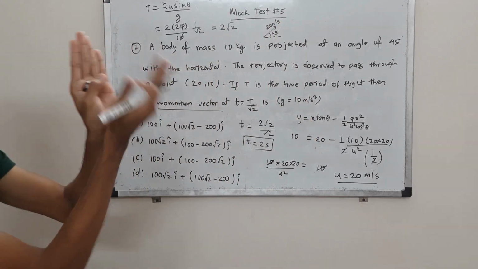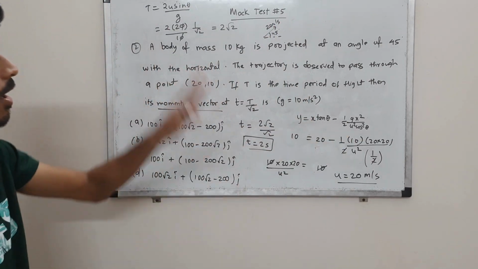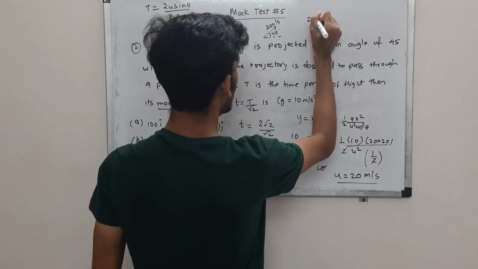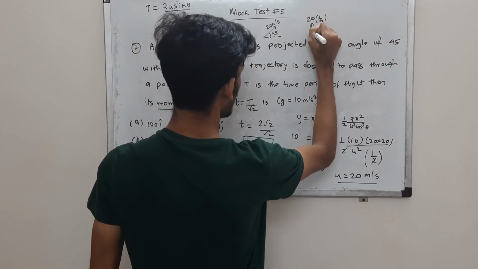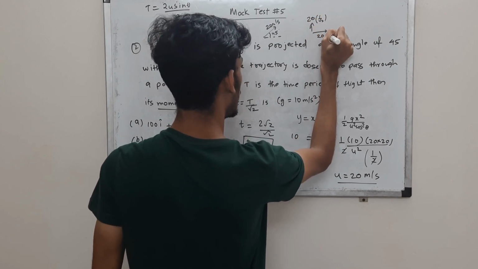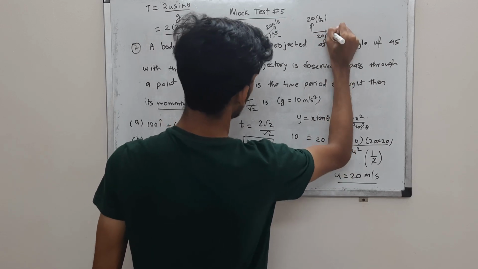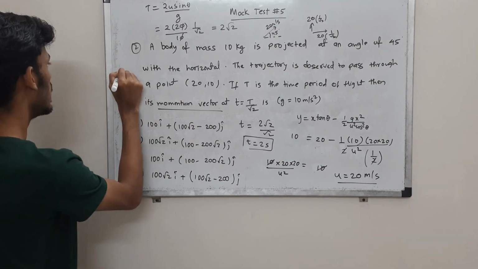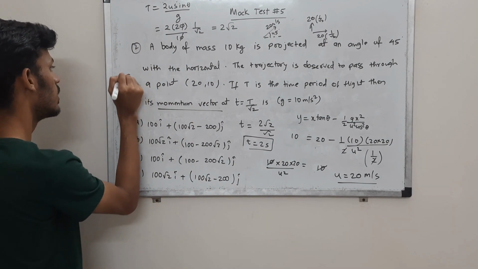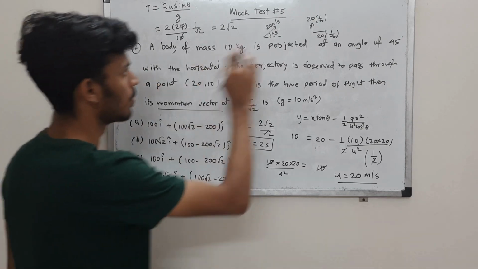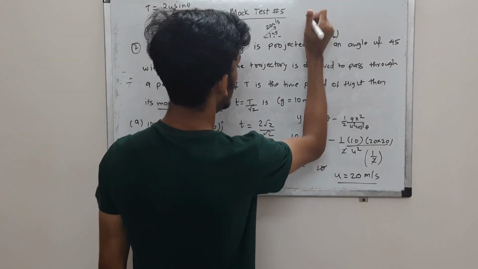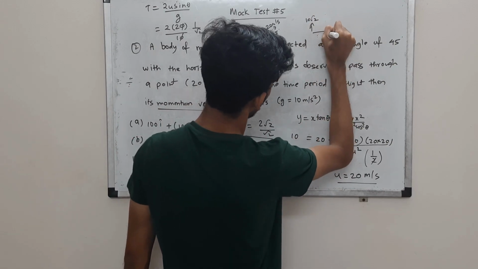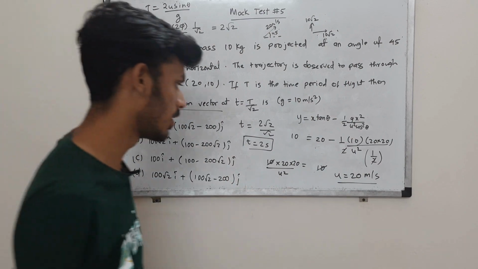Okay, so now we can resolve it. Along the horizontal, u cos theta, along the vertical, u sin theta. So u sin theta is 20 into 1 by root 2, and here also 20 into 1 by root 2, right? Cos and sin of 45 is 1 by root 2. So 20 into 1 by root 2, you can rationalize that. So 20 times root 2 upon 2, right? So that will be 10 root 2. So 10 root 2 in the vertical direction and 10 root 2 in the horizontal direction. Okay, so those are the components of velocity.